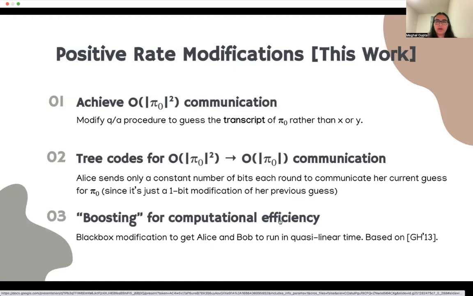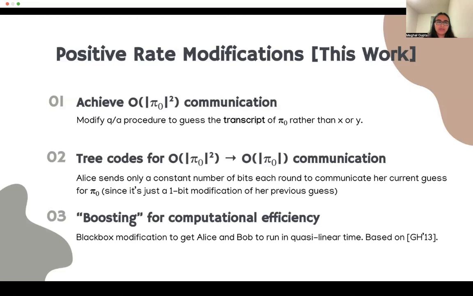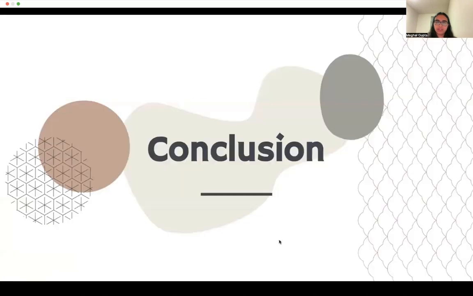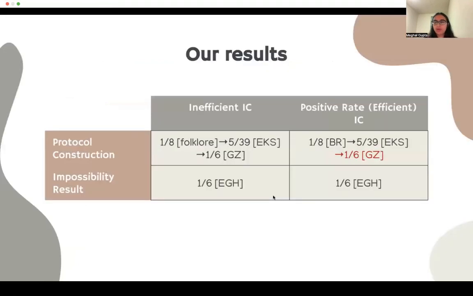So as a summary, the positive rate modifications we needed were: first, getting from the work of 2022 to pi squared; the second step was getting from pi squared to pi; and the third step was getting computational efficiency. So that's basically it. Before we leave, I want to remind you, if you go away with anything, to remember the statement of the result. The statement of the result is that we can get optimal error resilience and efficient interactive communication simultaneously, whereas before they were only known how to be done separately.